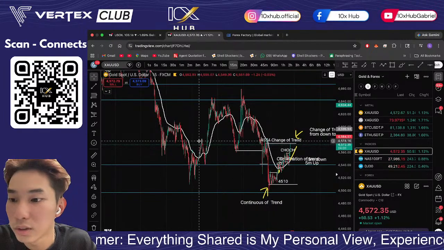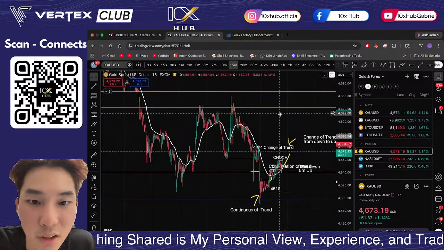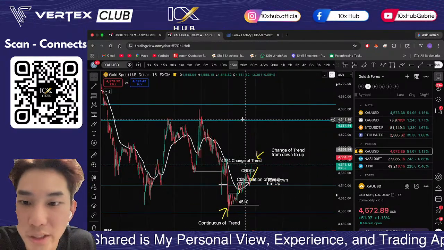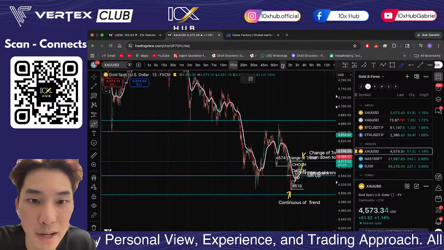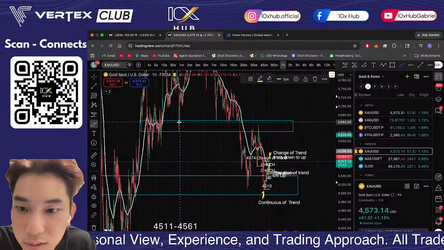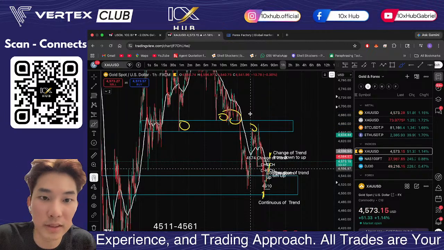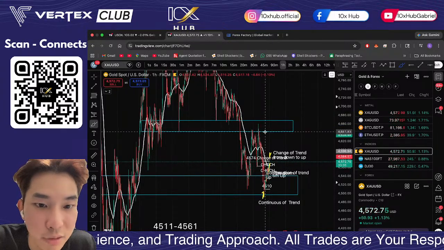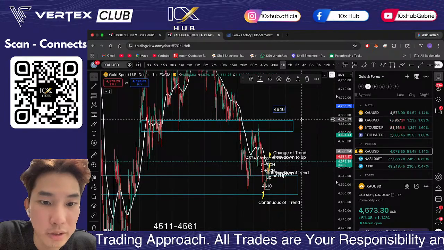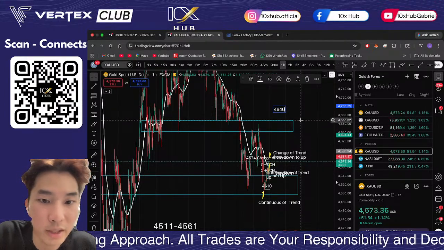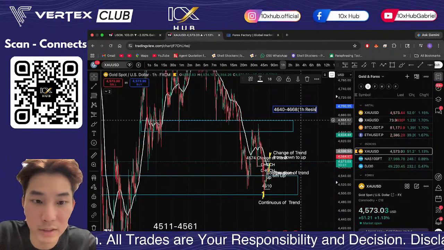No. This is actually not a resistance. This is not a resistance. Resistance is over here, 4643. This is a 1 hour resistance. You see, there are so many touch points over here. So in the 1 hour graph, I write it down, 4640 to 4668. This is the 1 hour resistance.